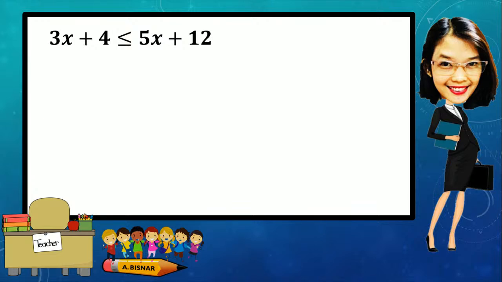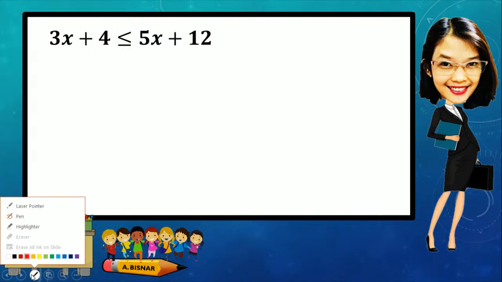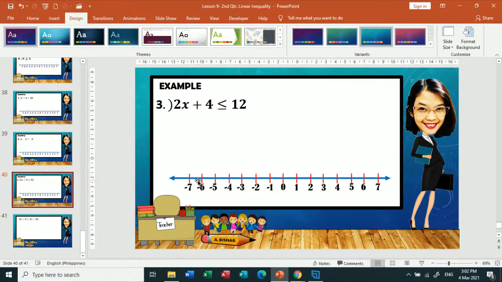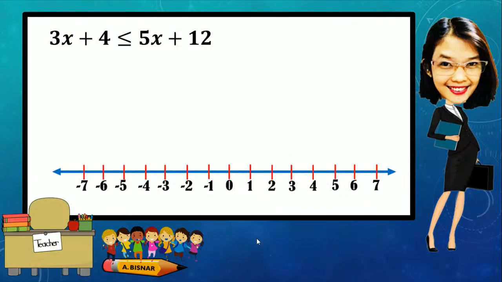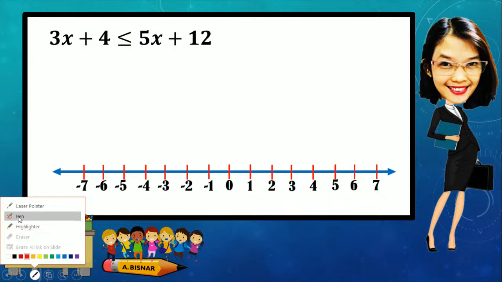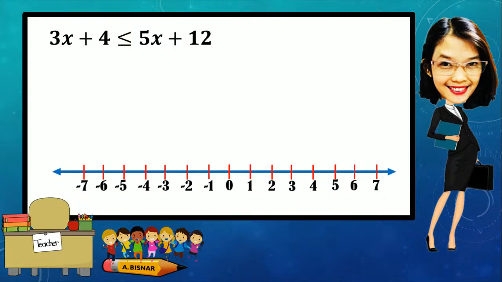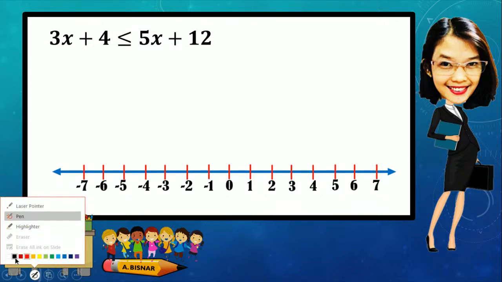So, follow up to. Kasi, minsan, may mga bagay din na ganito. Ano yung gagawin natin? From the given, 3x plus 4 is less than or equal to 5x plus 12. Wait, I also forget the number line. Let's solve. Let us solve before we graph this on number line.